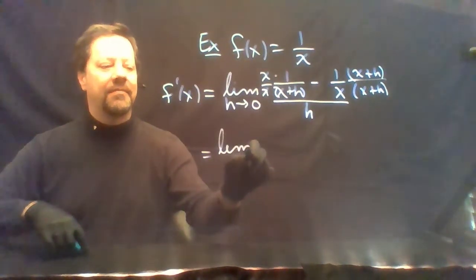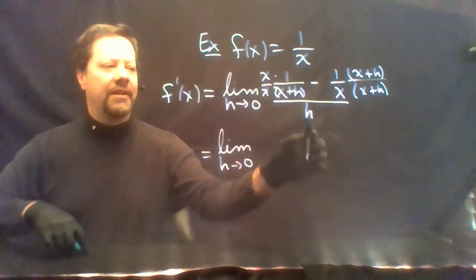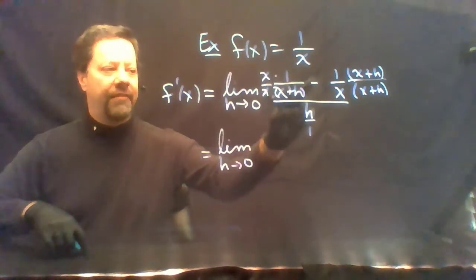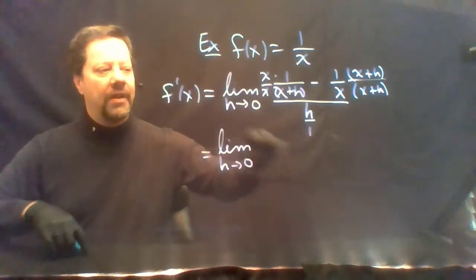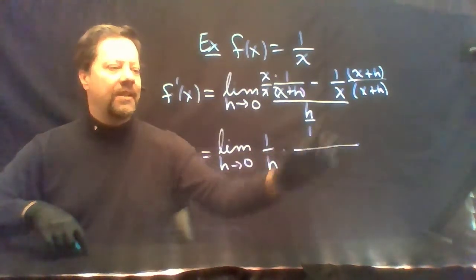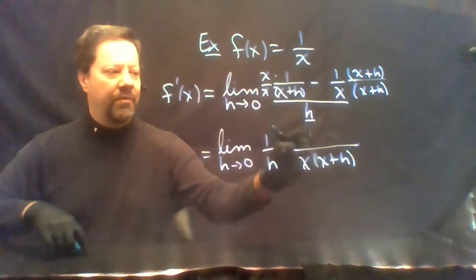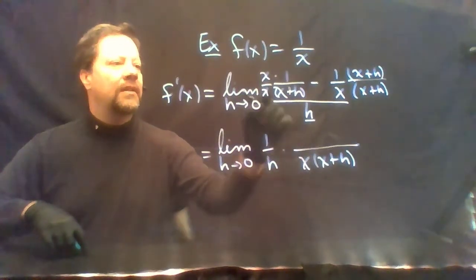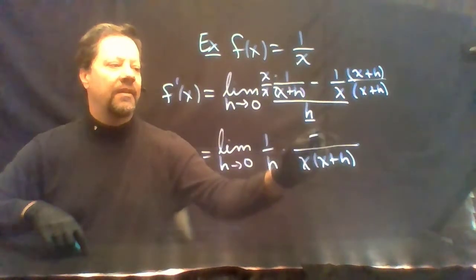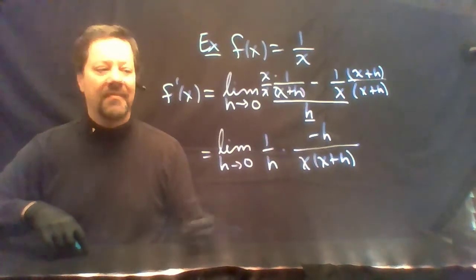I'll have the limit as h goes to 0. In the denominator here we have h. If I write that as h over 1, when you divide a fraction by a fraction, you invert and multiply. I'll have 1 over h times what's left over, which is x times x plus h. Removing this for now, we'll have x minus x minus h. That leaves minus h since the x's cancel.